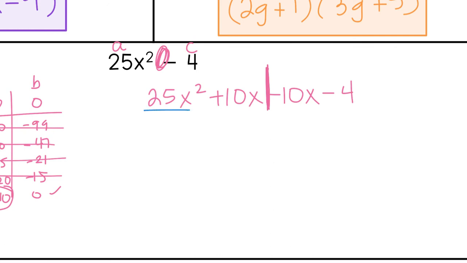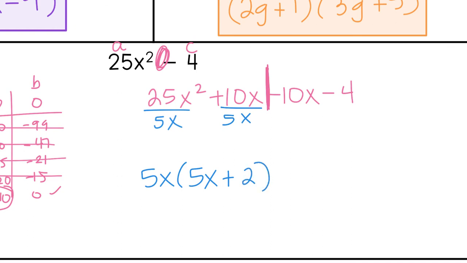So on the left side, they both have x's, but 25 and 10 are both divisible by 5. So that gives me 5x on the outside. Here I'm going to divide. 25 divided by 5 is 5. This will be x. Then 10 divided by 5 is 2.